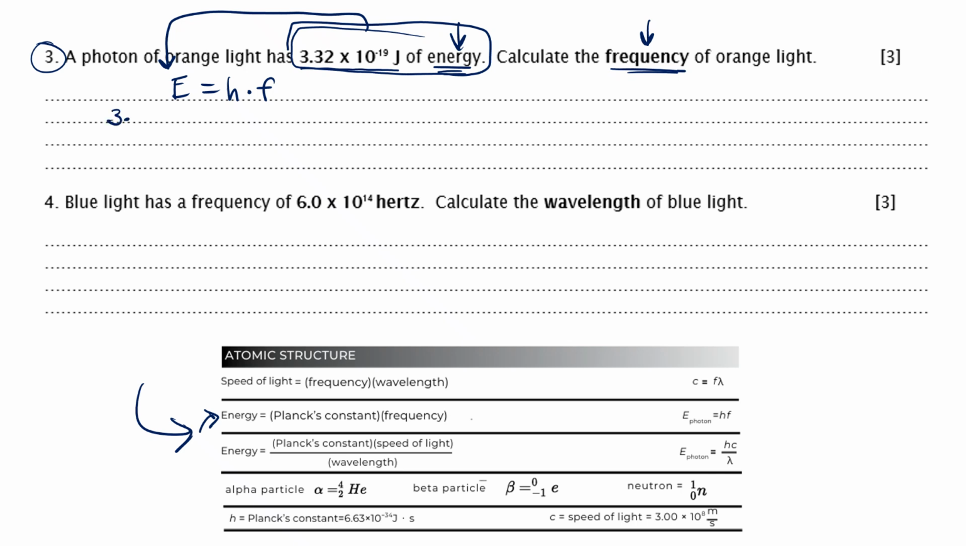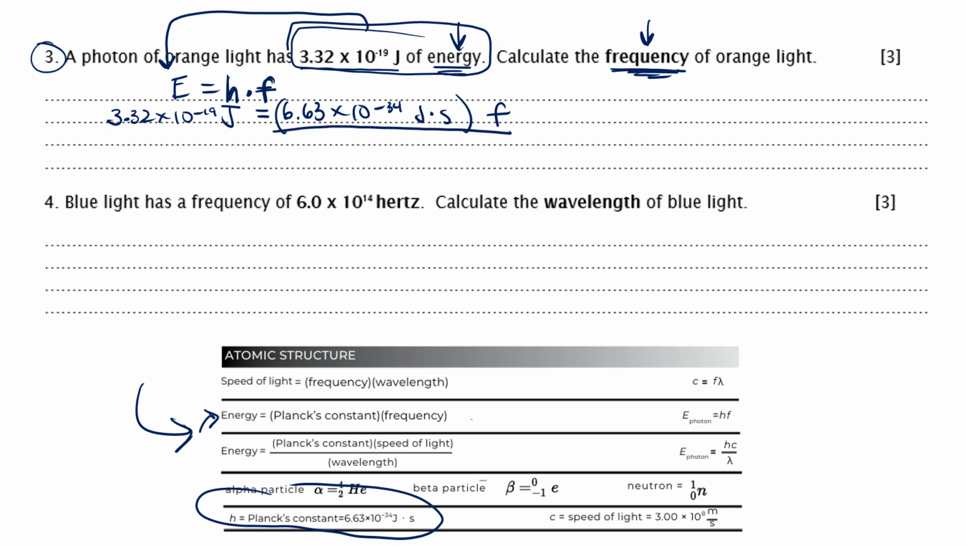So E, or energy, is 3.32 times 10 to the negative 19 joules. We're going to set that equal to Planck's constant times the frequency. Remember that Planck's constant is given to us here. It is 6.63 times 10 to the negative 34 joule seconds. And what we're going to solve for is f, the frequency. How do we do this? Simple algebra. We're going to divide both sides by 6.63 times 10 to the negative 34 joule seconds.